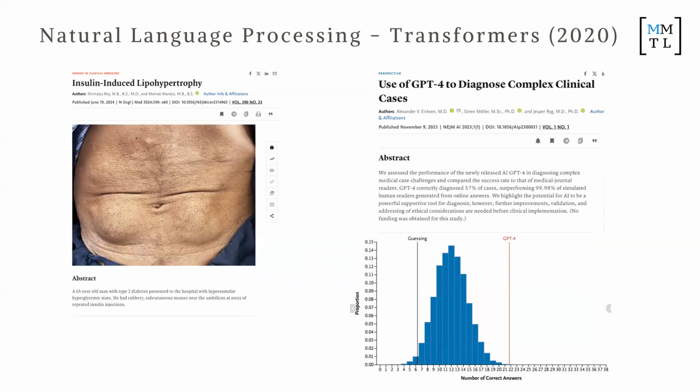So human readers are in that blue graph there, right? The blue bell curve there, as you'd expect, the normal distribution of how readers went. Guessing is that black line there, so that's how you do if you just guess the answer, right? And then the red is how GPT went. So GPT was 2 or 3 standard deviations above the mean in terms of capability. This is a recent article just last year.